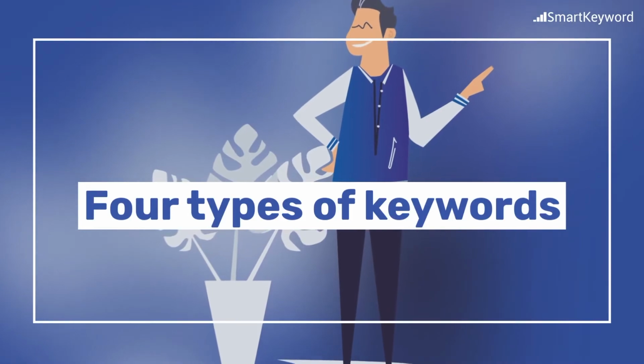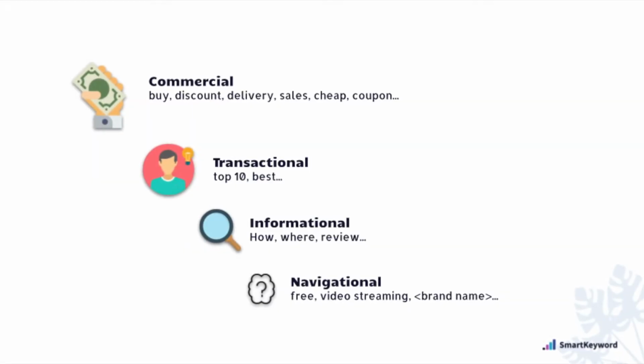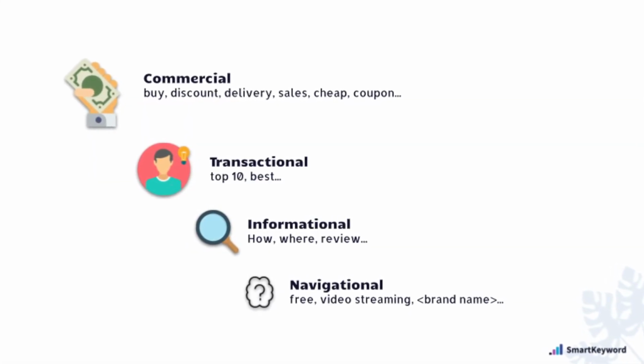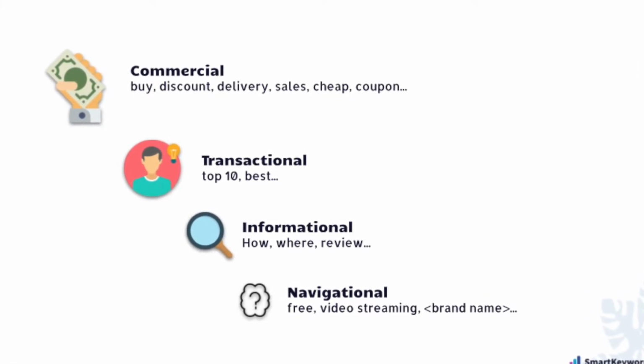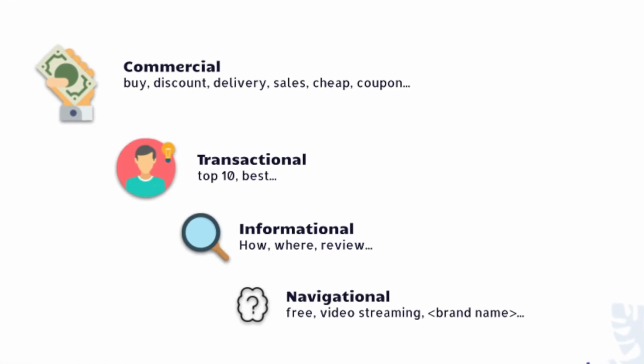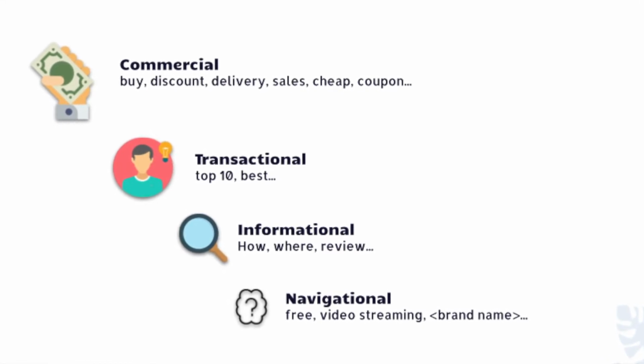4 types of keywords. There are 4 types of keywords to use depending on the user's behavior you aim to emulate: commercial, transactional, informational, and navigational keywords.